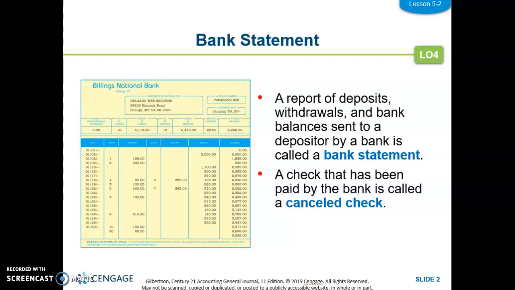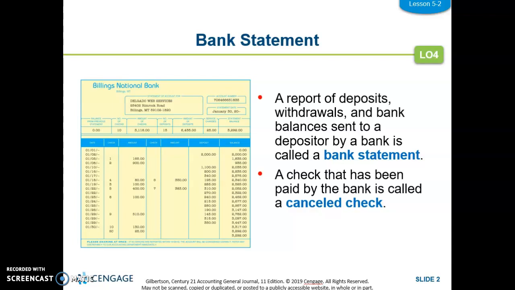However, a bank's records and a depositor's records may differ for several reasons. We could have a service charge that may not have been recorded on the depositor's business records. We could have outstanding deposits that may be recorded in the depositor records but not on the bank statement. We could have outstanding checks. They may be recorded in the depositor's records but not on a bank statement. And a depositor may have made math or recording errors.